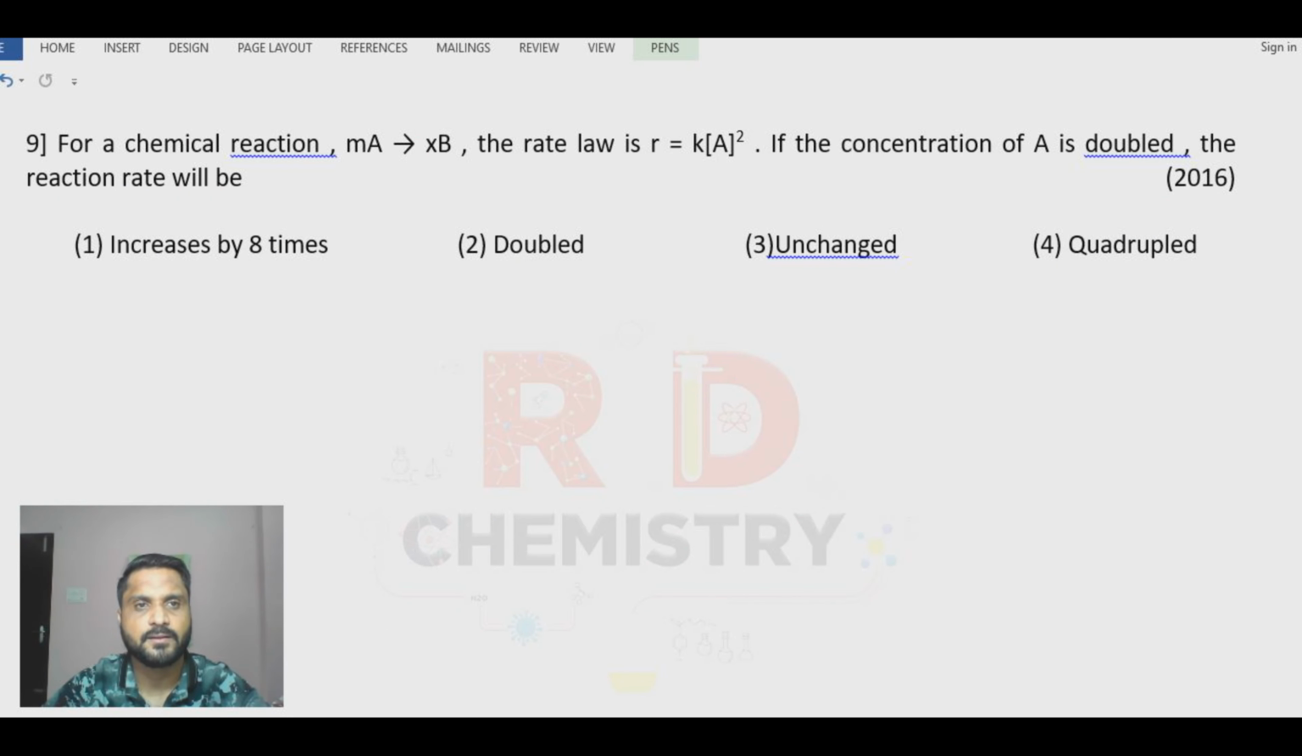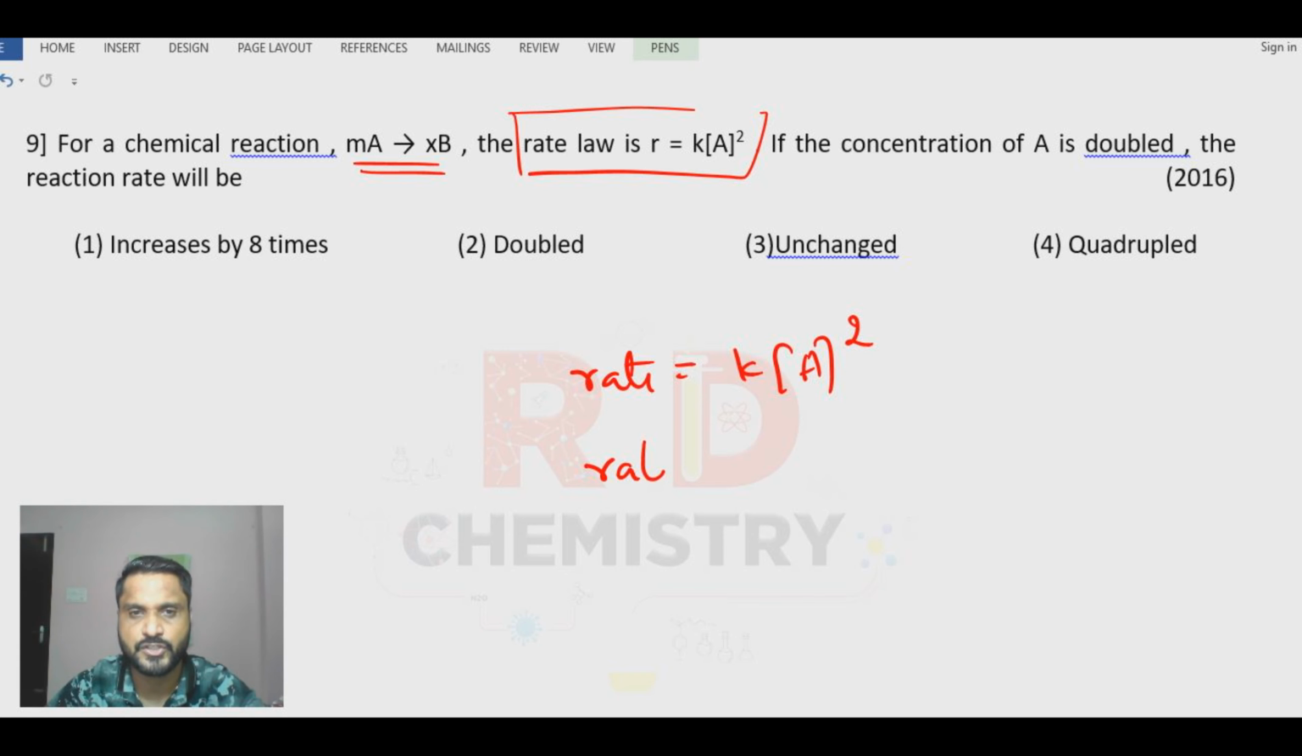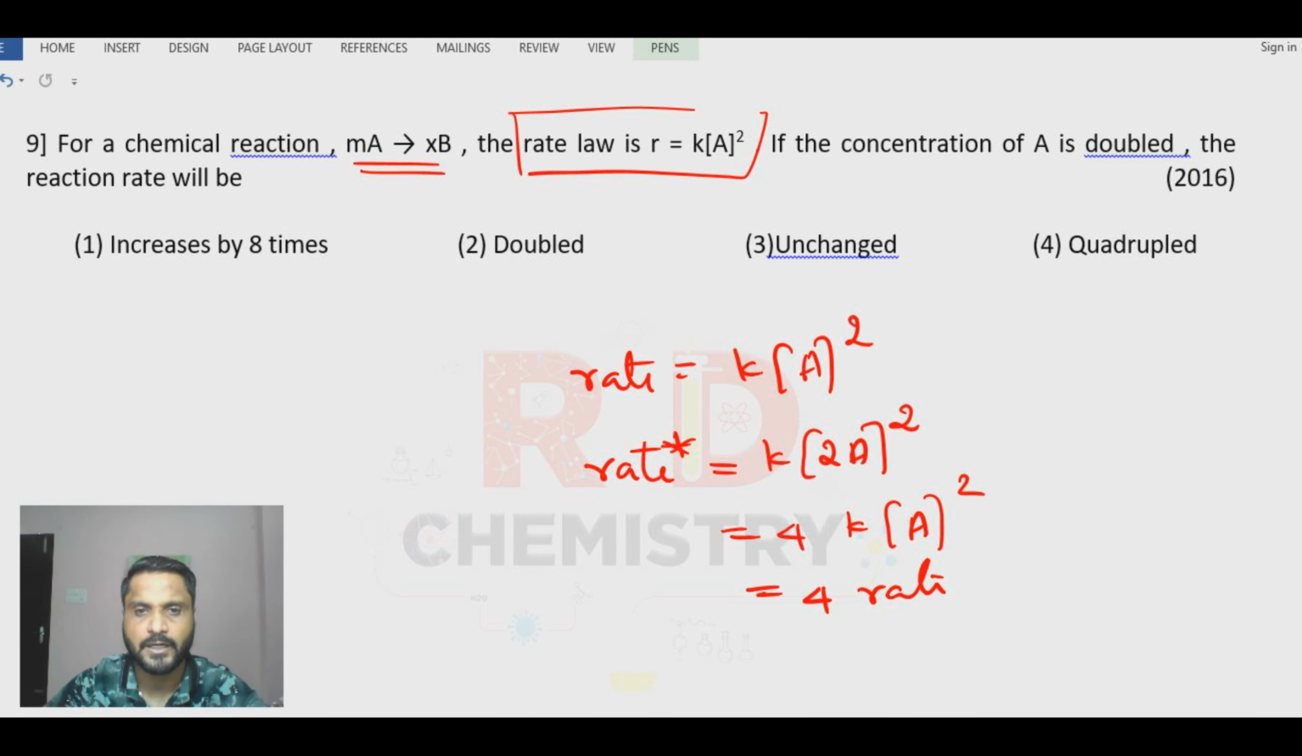For a chemical reaction, rate law is given, the concentration is doubled, therefore reaction rate will be. So initial rate is equal to K into concentration squared. Now concentration is doubled, so rate of the reaction also changes. So rate star, let it be K into double the concentration and then squared, which is equal to 4K A squared, correct? When you compare with the initial rate, it is 4 times the rate. Therefore, new rate is equal to 4 times. Therefore, answer is it quadruples, becomes 4 times, right?